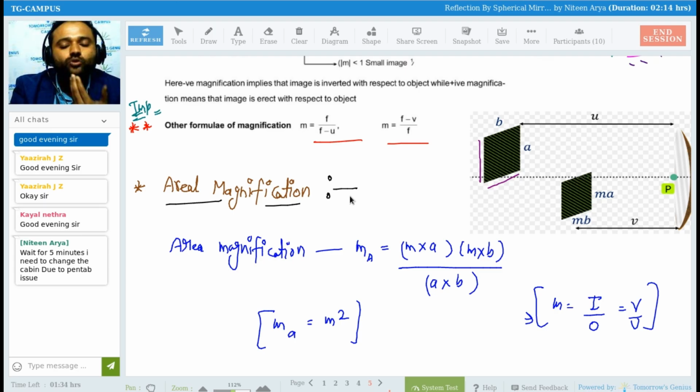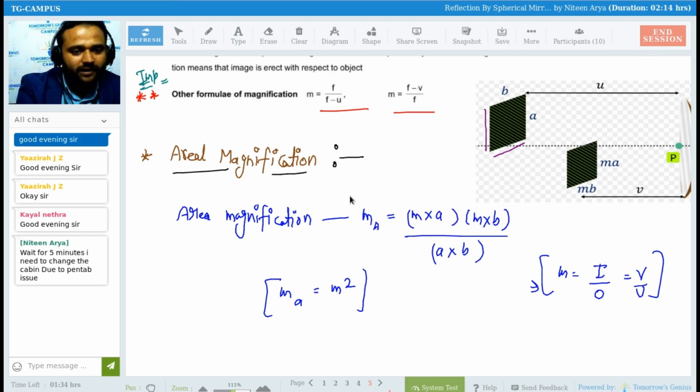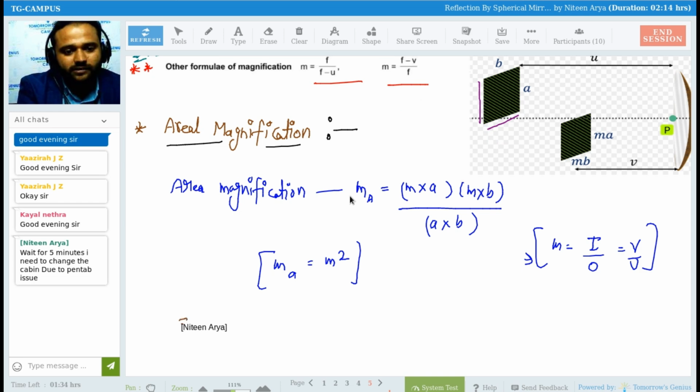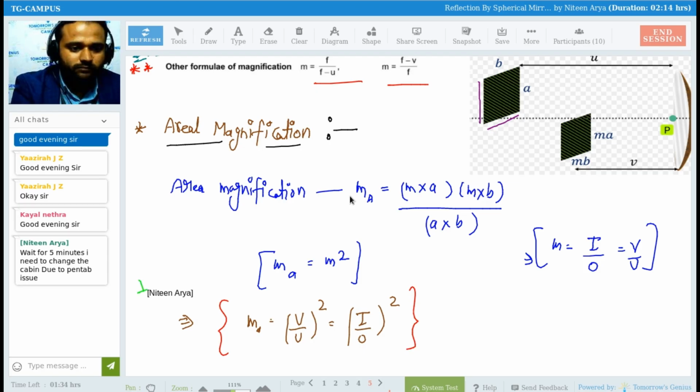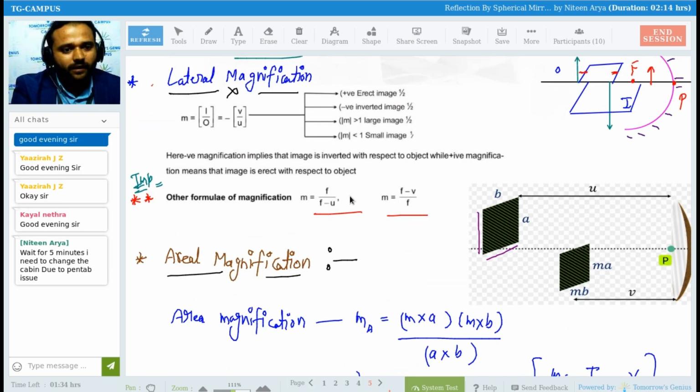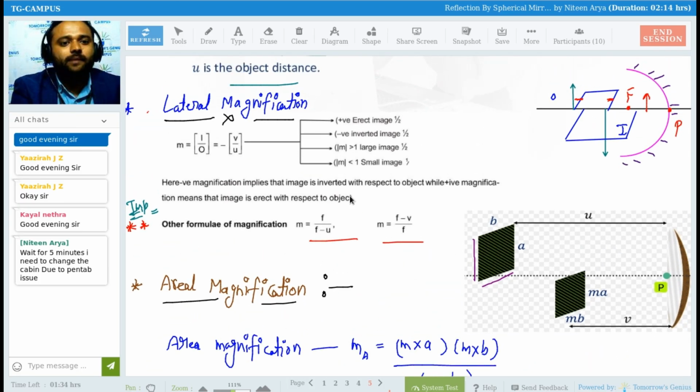Okay, so as you know, that is M squared, where M is basically I upon O or V by U. So the aerial magnification formula is one of the important ones. M_A equals V squared upon U squared, or I upon O squared. Is this clear, everyone? That is an important one also, beta. And that is how you can get I by O and V by U, again with the help of the mirror formula.